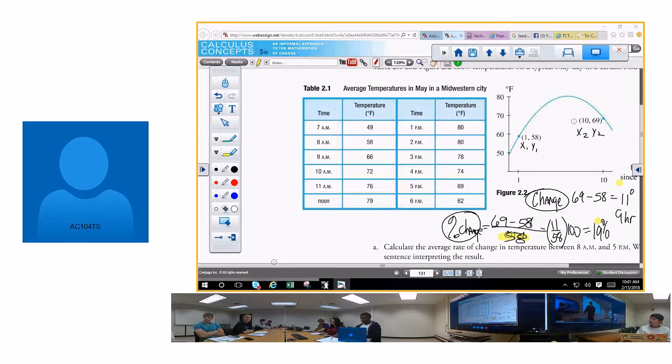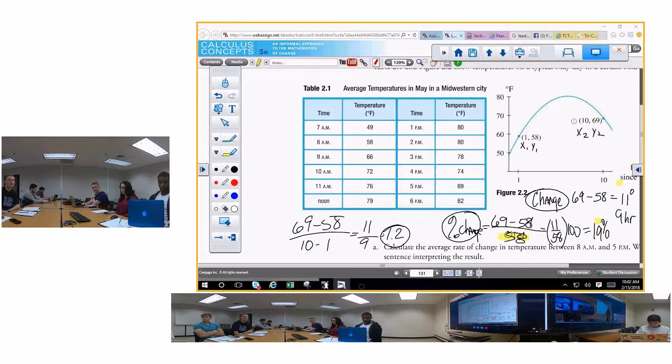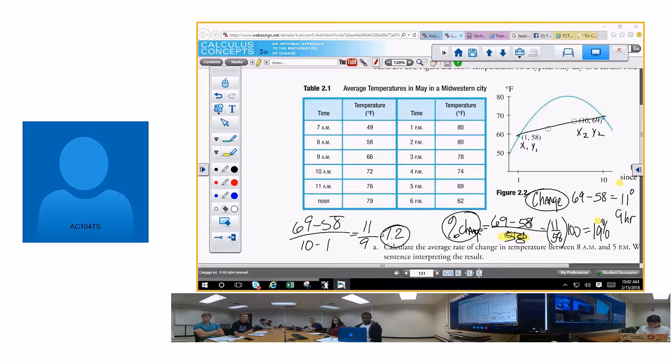And then, of course, your slope is going to be 69 minus 58 over 10 minus 1, which is going to be 11 over 9. Somebody give me that. 1.2. So you got a positive slope. Right there, m is equal to 1.2. Okay, so that's all.